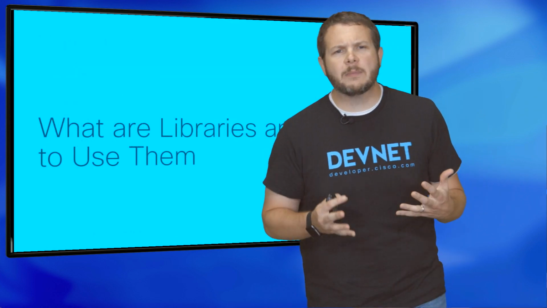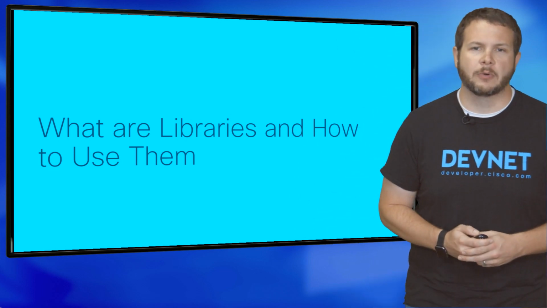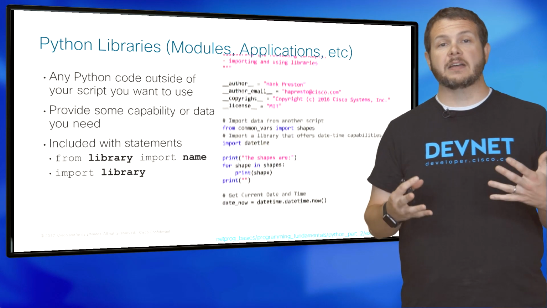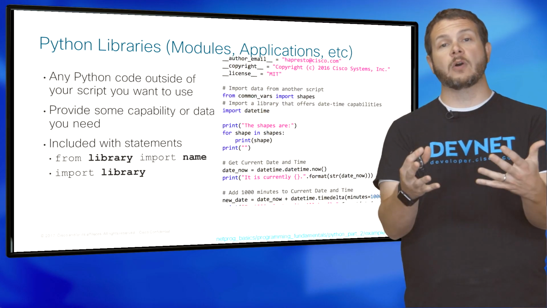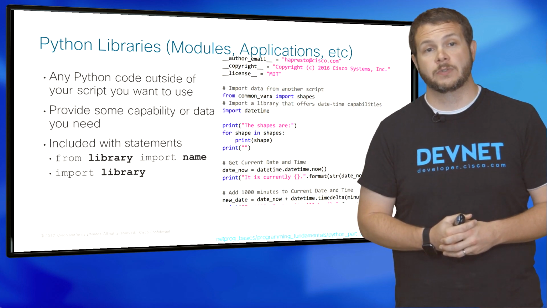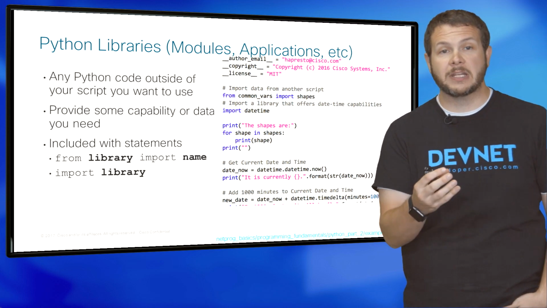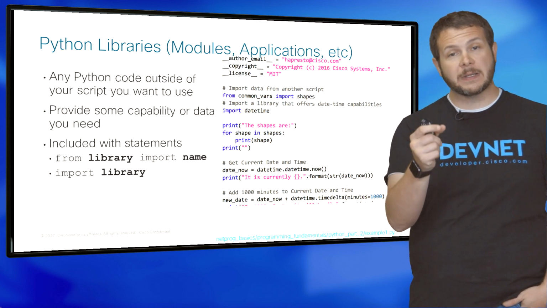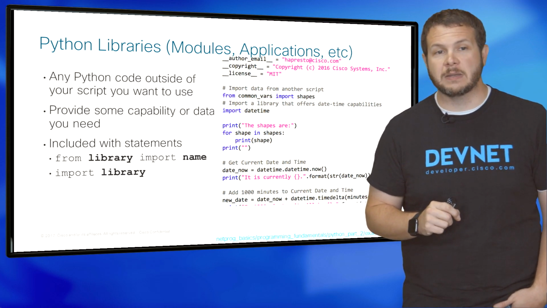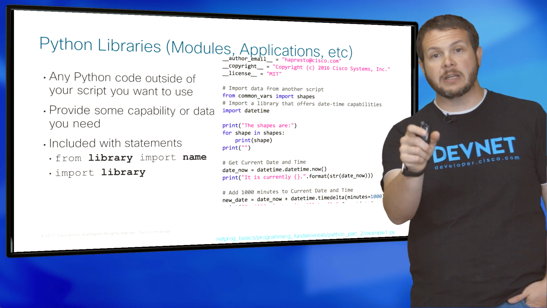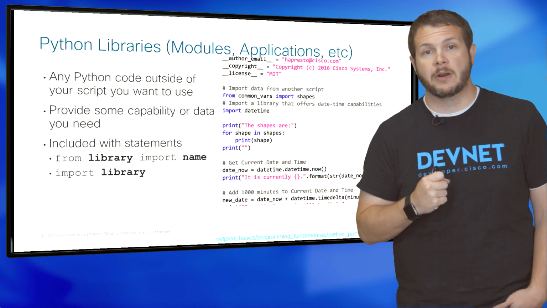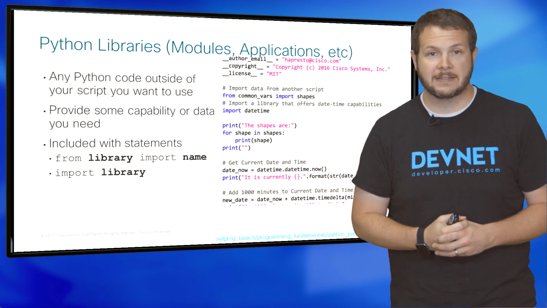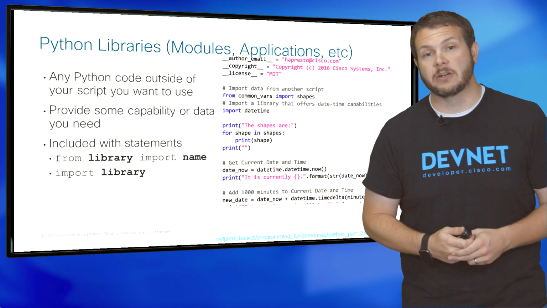So what are libraries and why might we want to use them? What are they going to offer to us as a programmer using Python? Python libraries are, simply put, just any Python code outside of your script, outside of the information that you've created, that you might want to use. A Python library will provide some capability or data that you need to take advantage of what you're after. And you'll see those typically at the top of a script, using include statements such as from the library, import a particular name or object from the library. Or if you want access to an entire library, you would just import library and then you'd be able to access it. Now let's dive into this sample script here and look at how we might use it.